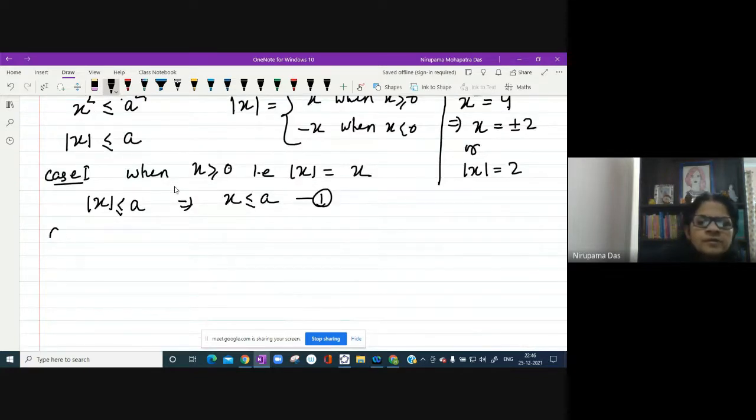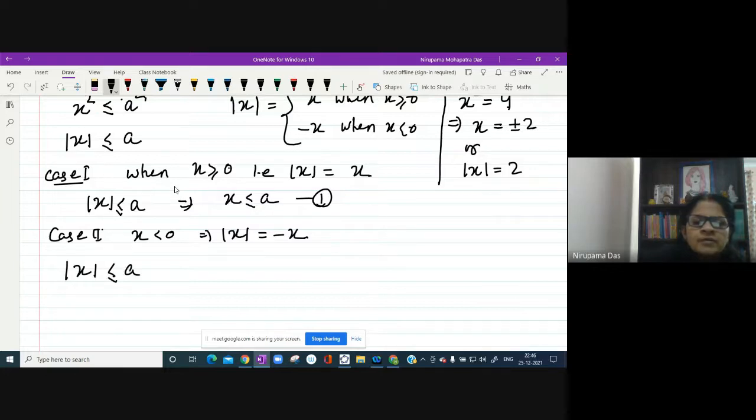Second case is case 2. You can have x less than 0. Okay, so this implies your mod x equal to minus x. So here, when we write this is less than equal to a, it implies what? Now mod x is minus x. We write minus x less than equal to a. But we want x, so it means we are multiplying minus 1 to both the sides, of course. So inequality will be reversed.